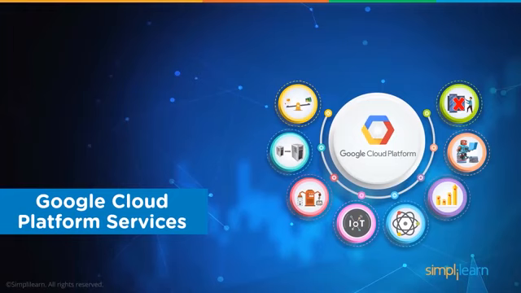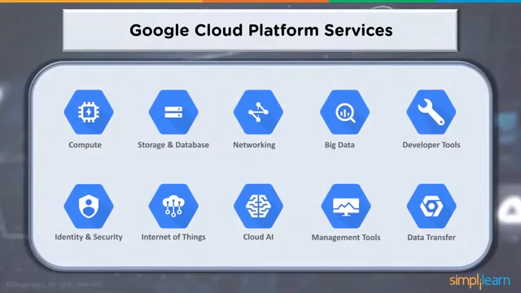When we talk about Google Cloud Platform services, here is a list of services, or I could say high-level domains or categories of services. So you have compute related services, you have storage and database, you have networking, big data, developer tools, identity and security management, Internet of Things, cloud AI, management tools, and also data transfer solutions.